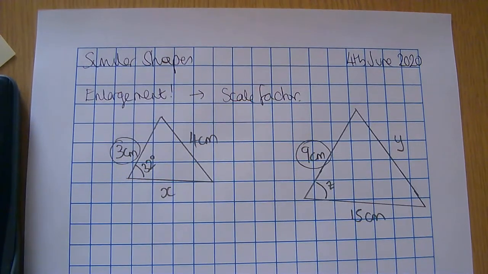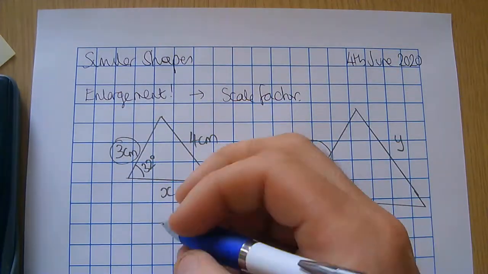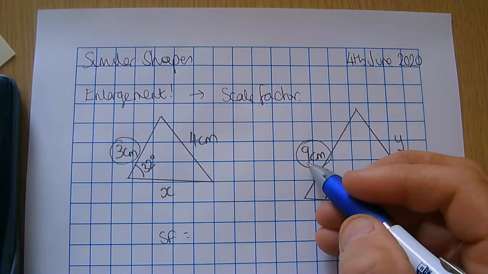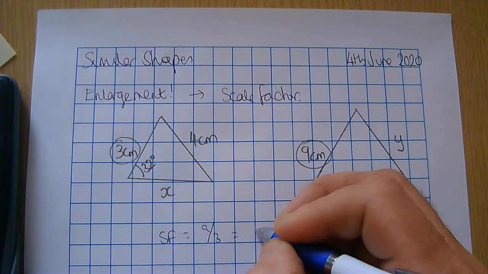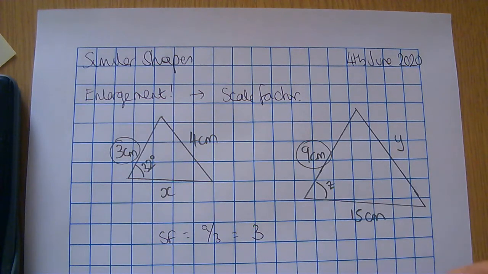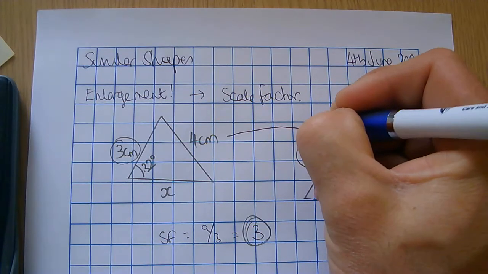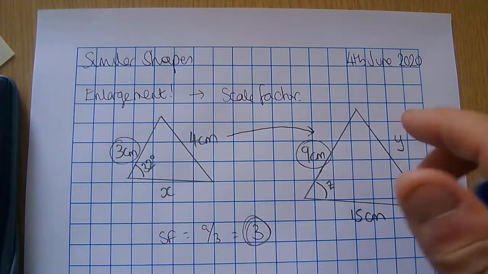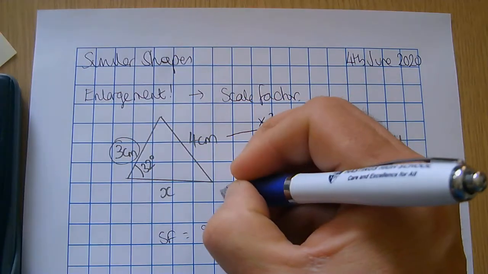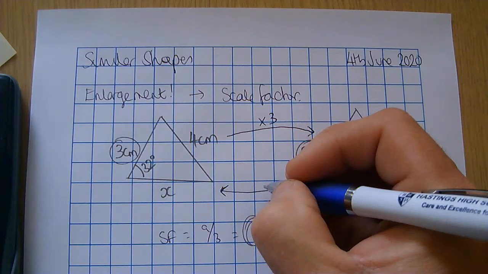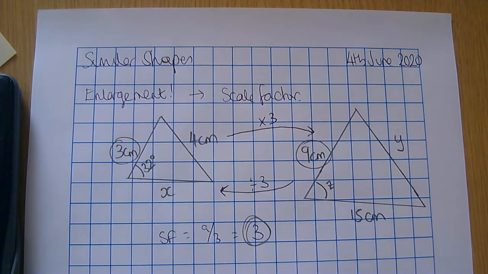Now to work out your scale factor, what you have to do is you do your big number, your 9, divided by your little number, your 3. So my scale factor in this case is 3. And I'm going to use that all the way through. Now what will make it even easier is I'm going to put some arrows in. So to get from this shape to this shape, I'm going to times by that scale factor. To get from this shape to this shape, I'm going to divide by that scale factor.